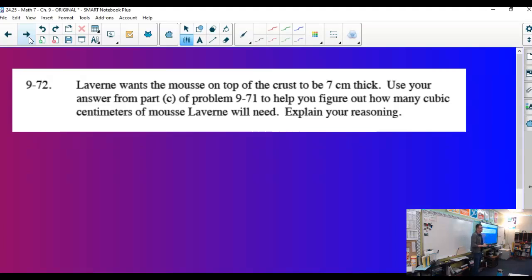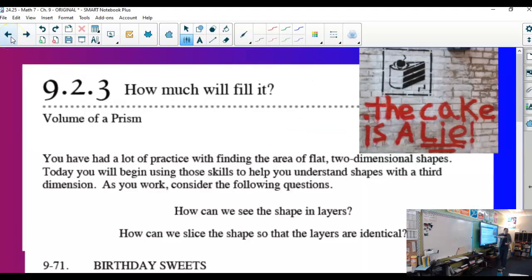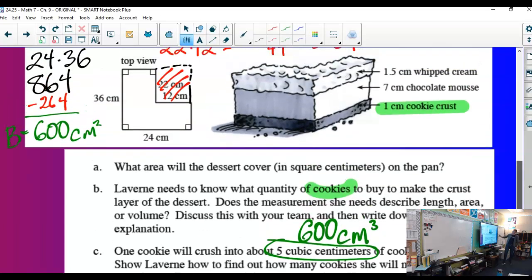So, let's calculate the moose. No, different kind of moose. So if the moose is going to be 7 centimeters thick, and I think all this is on your paper, I just kind of condensed it. I should have honestly just put your paper up on the screen. So if the moose is 7 centimeters thick, then Arnya, how are we going to do the math for volume of moose?